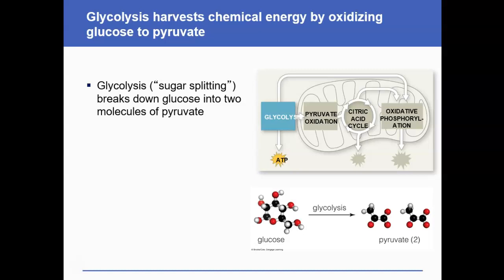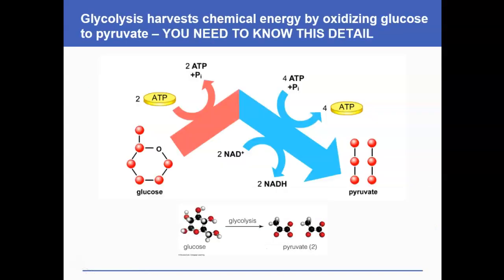When we talked about hydrolysis and water splitting, glycolysis is glucose splitting. How is it going to split? It's going to go from a glucose molecule with 6 carbons to 2 pyruvate molecules, which each have 3 carbons. What you need to understand is this is a multi-step process. And the very beginning step actually requires energy.